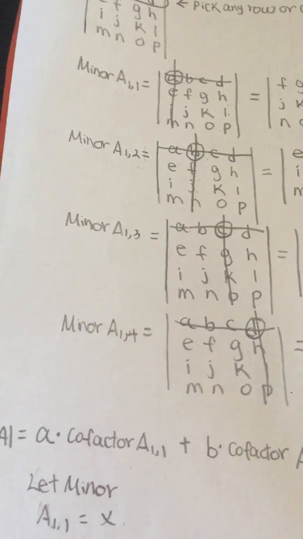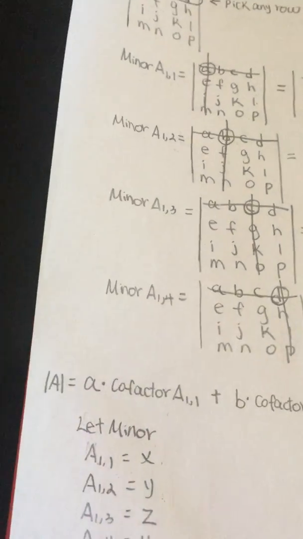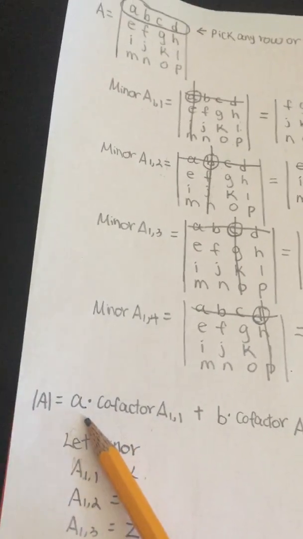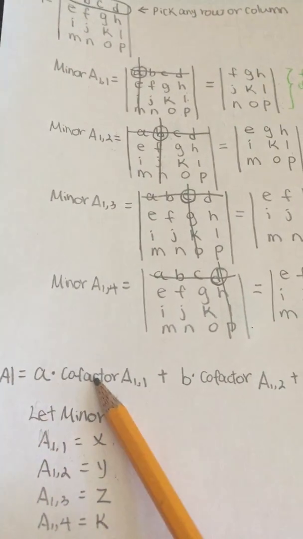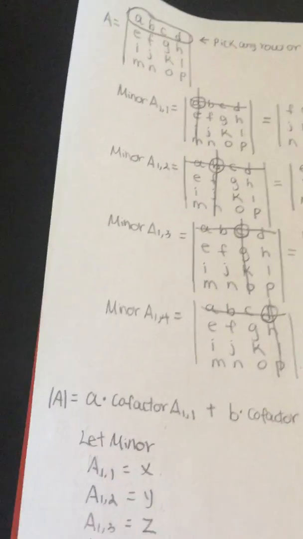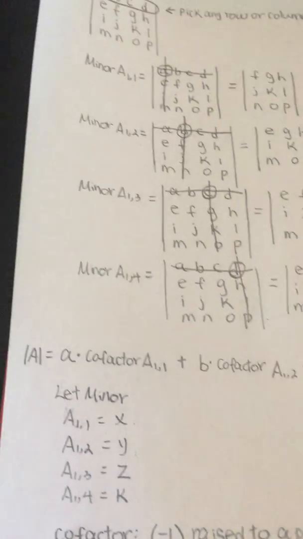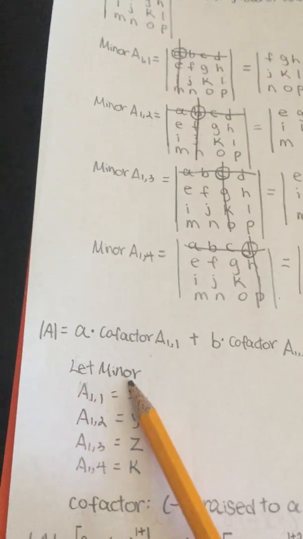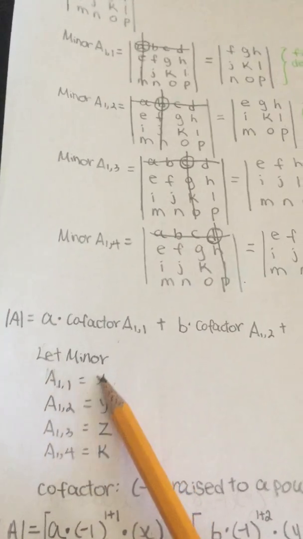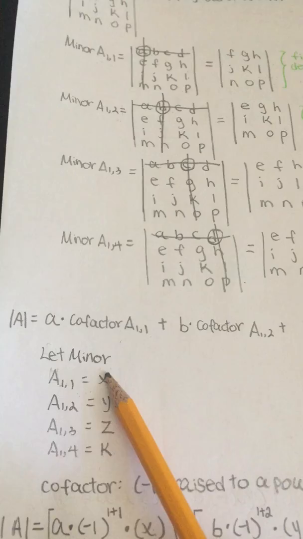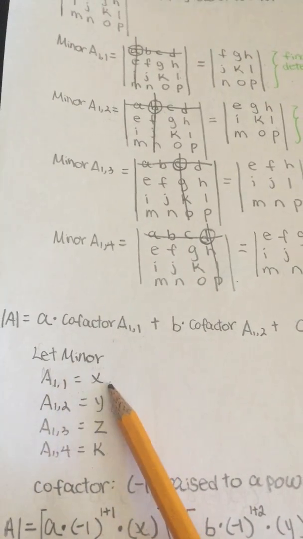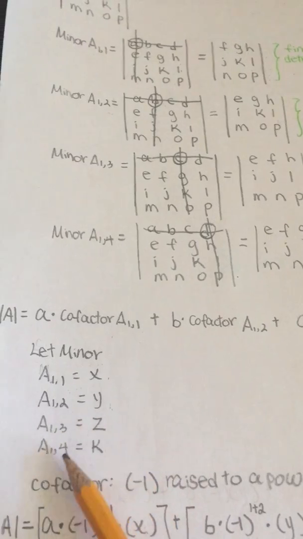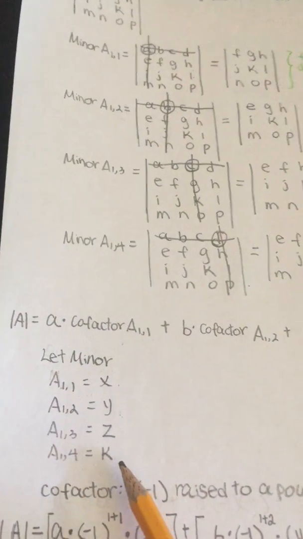After that, you need to multiply each entry by its cofactor. I'm going to explain what a cofactor is later. So first of all, suppose we let the minors in the 1, 1 position be x, the 1, 2 position be y, the 1, 3 position be z, and the 1, 4 position be k.